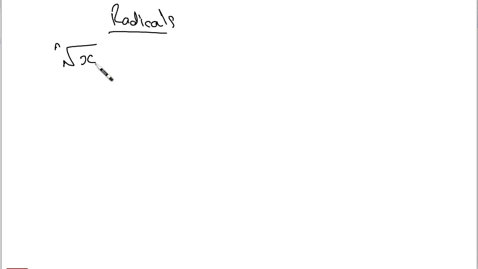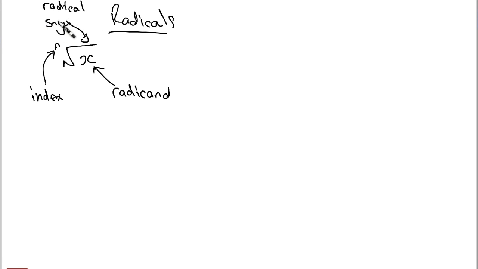If I put an n there, an x there, basically the n, that's called the index. The x, that is called the radicand, and obviously the sign itself is the radical sign. You'll have seen this before in grade 9, but you've probably not associated the word radical with it. So when we're talking about square roots, cube roots, any roots of anything, we're talking about radicals. To start with, we'll just be talking about square roots in this video.